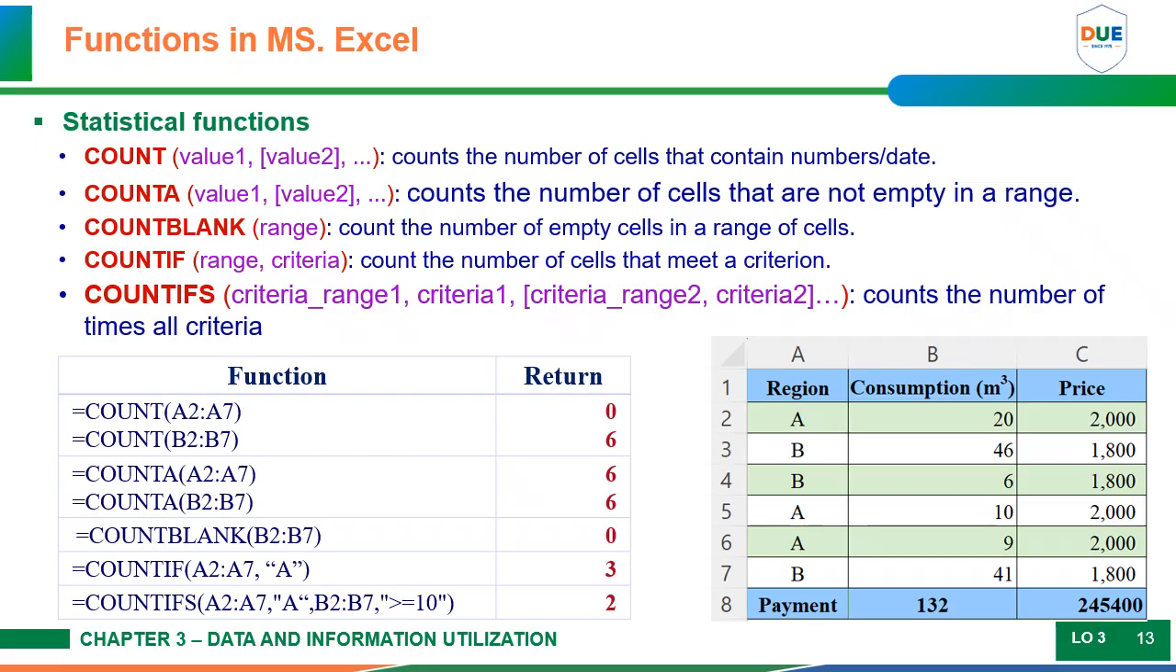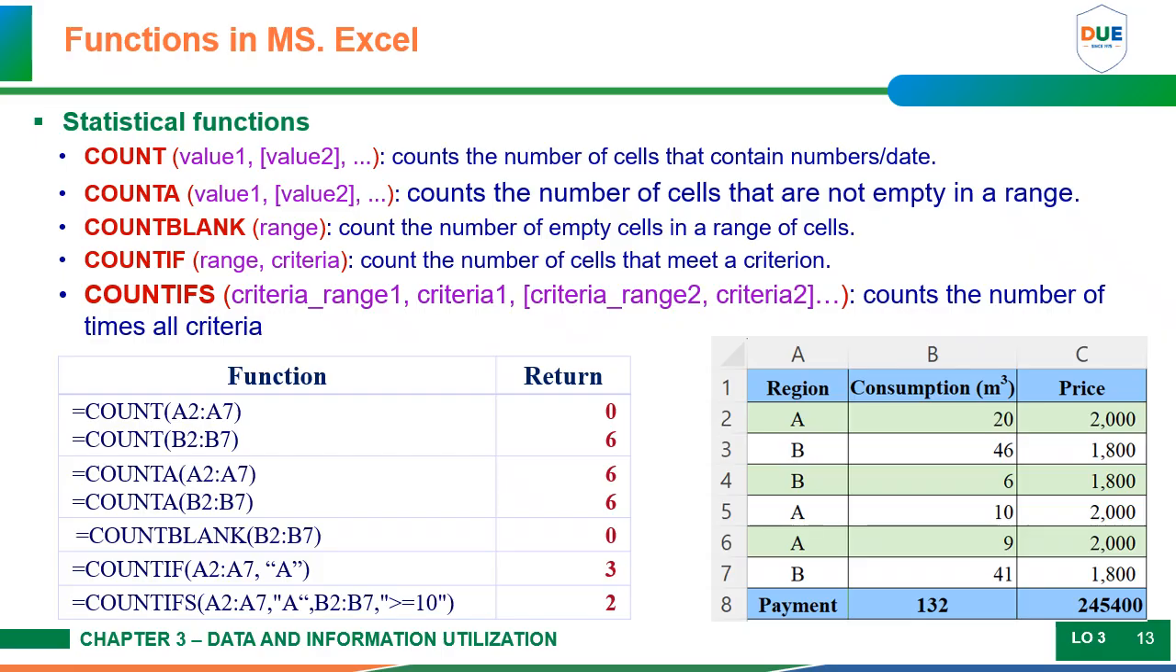Examples: COUNT(A2:A7) returns 0, because the range A2:A7 has no numeric or date values. COUNT(B2:B7) returns 6, because the range B2:B7 contains 6 numeric values. COUNTA(A2:B7) returns 12, because there are 12 non-empty cells in A2:B7. COUNTBLANK(A2:B7) returns 0, because there are no empty cells in A2:B7.